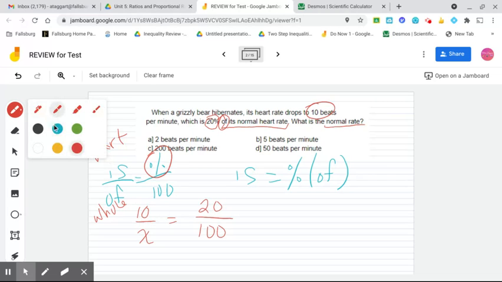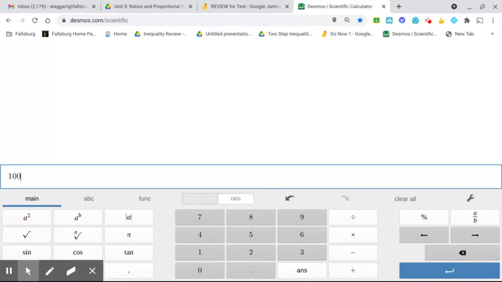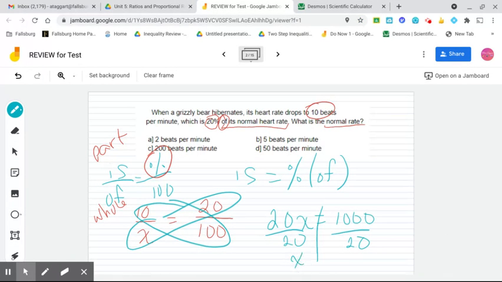So I'm going to cross multiply and solve here. So I have 20 times X, which is 20X, and I have 100 times 10. I'm going to take 100 and add one more zero to it. But don't forget, you can use Desmos. Then I'm going to divide each side by 20. So I have 1,000 divided by 20. I'm going to plug that into Desmos here, and I'm going to get 50 as my answer. So X equals 50. So that means the normal heart rate is 50 beats per minute. So we should be remembering how to solve percent problems for this test.